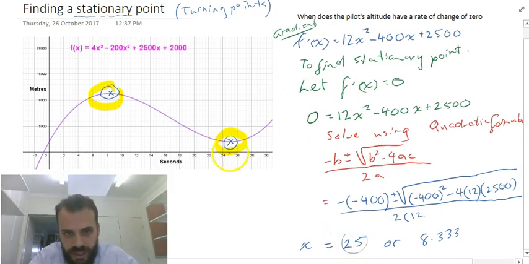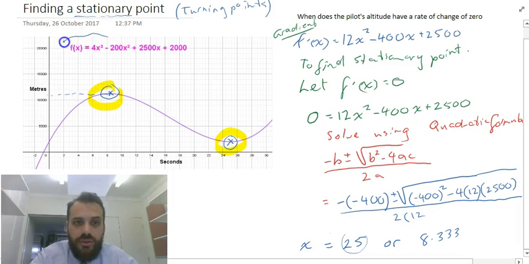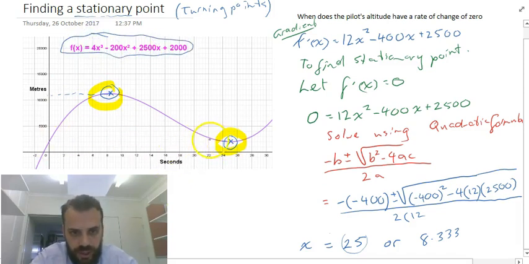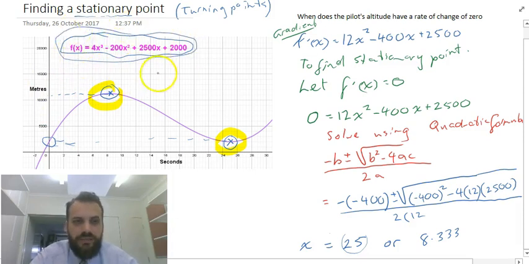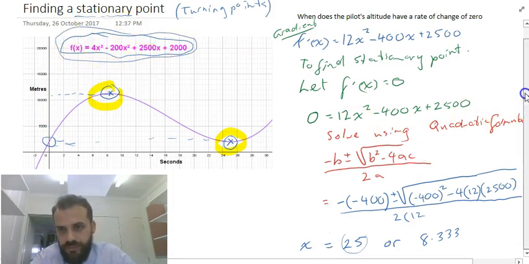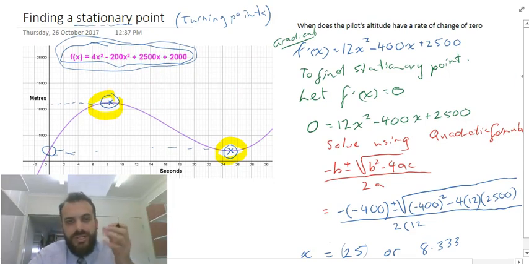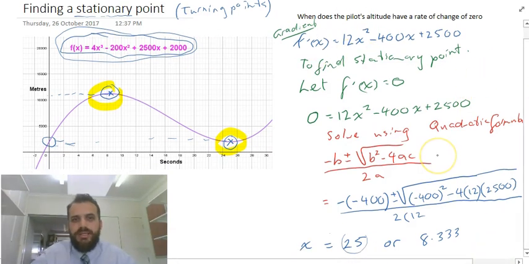Now we could say, at what altitude is the pilot's rate of change equal to 0? If we know our x values, we can easily find our y values by subbing into our original formula, because that gives us our altitude. So that's how you can find stationary points. We probably need to do a little more with stationary points, but there is our basic idea.